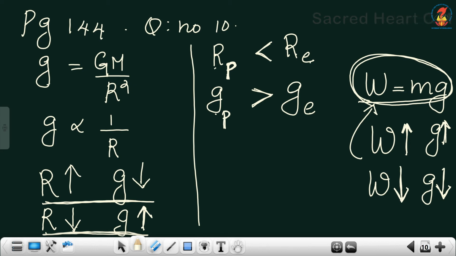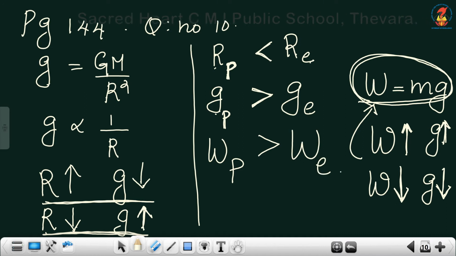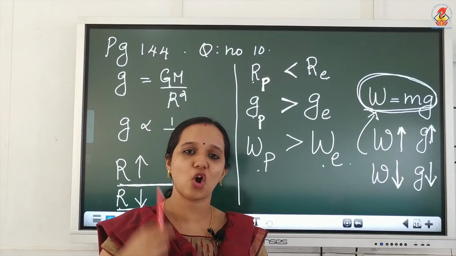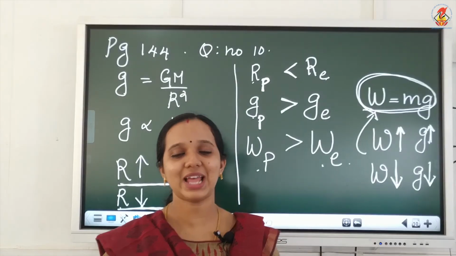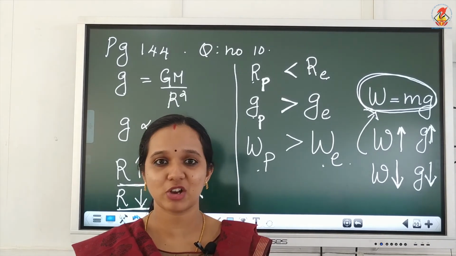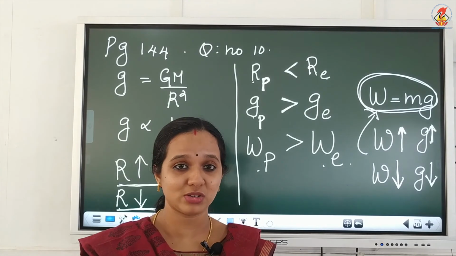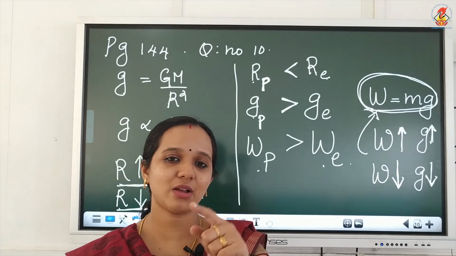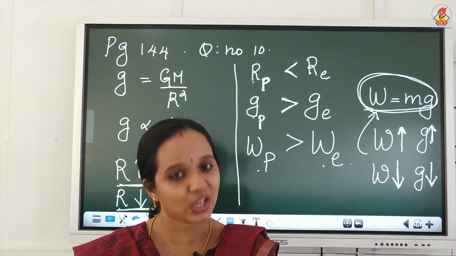So, at the poles we have a greater acceleration due to gravity. So, the weight at the pole will be greater than the weight at the equator. So, there is a difference in weight at the poles and at the equator. At the poles, the weight of the object seems to be greater than at the equator. So, according to the question, the friend won't agree because he bought the gold from the poles and is handing over the gold to a friend who is at the equator.